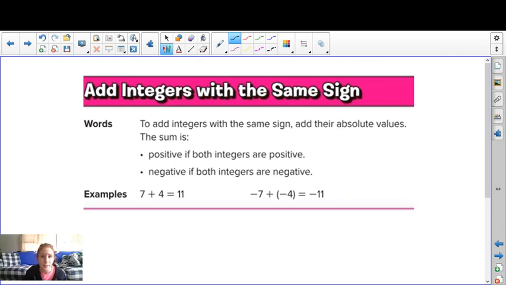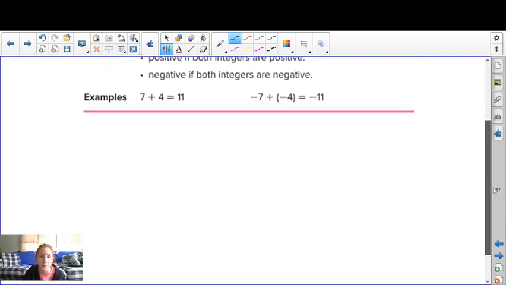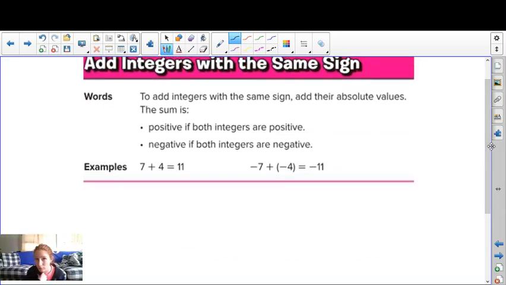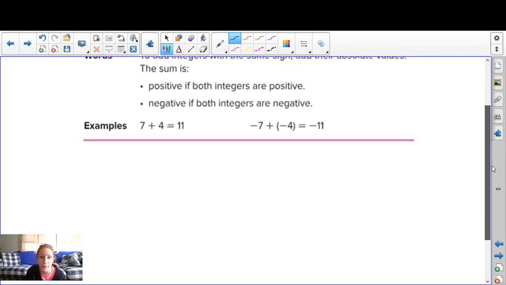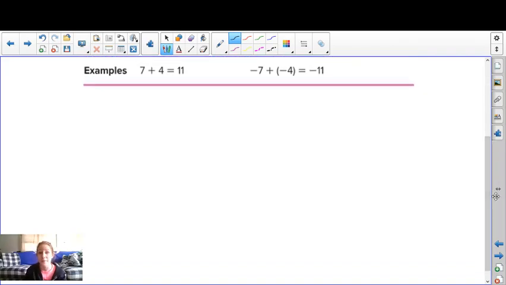Right. Adding integers with the same sign. To add integers with the same sign, add their absolute values. The sum's going to be positive if both are positive, and negative if both are negative. To me, I don't think that's a helpful explanation. I would much rather see a visual representation. So I'm going to do one real quick.